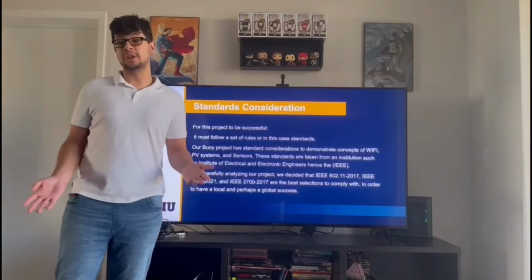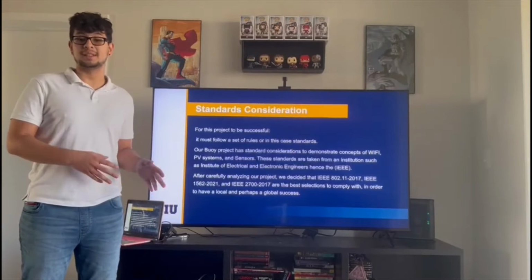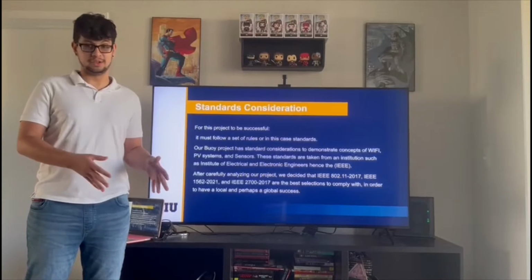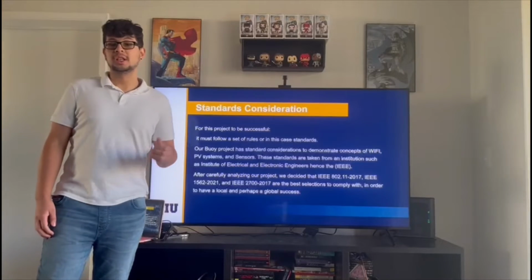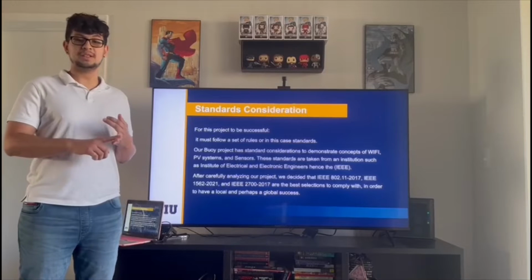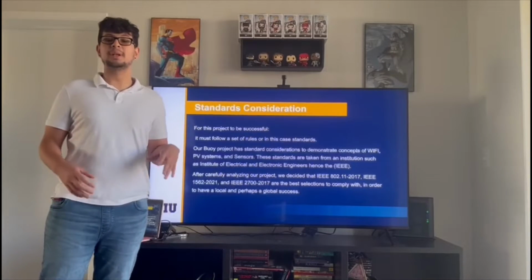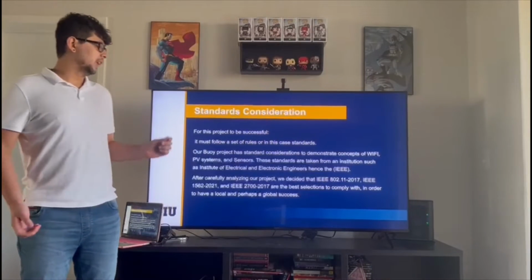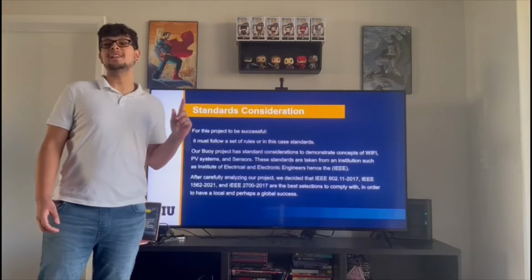Now, standard consideration. For this project to be successful, it must follow a set of rules, or in this case, standards. For our buoy project, we will have standards consideration to demonstrate concepts of Wi-Fi, PV systems, and sensors. These standards are taken from an institution such as the Institute of Electrical and Electronics Engineers, hence the IEEE.